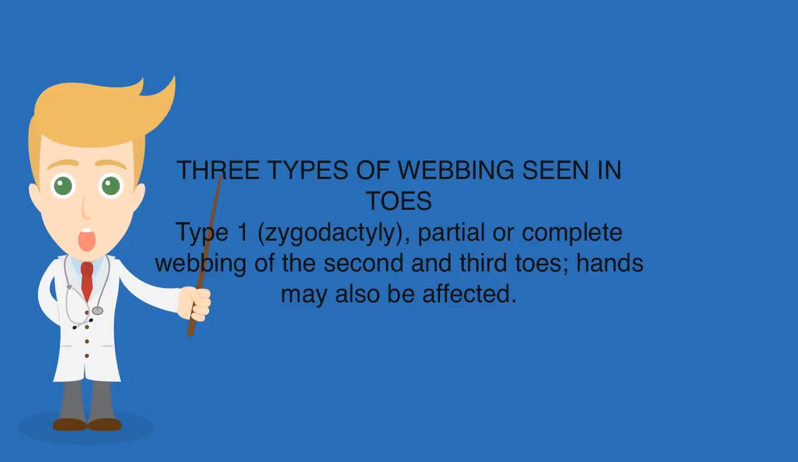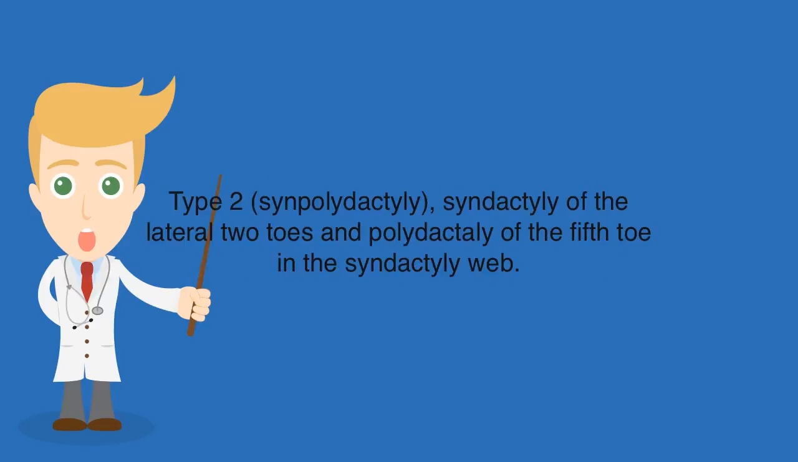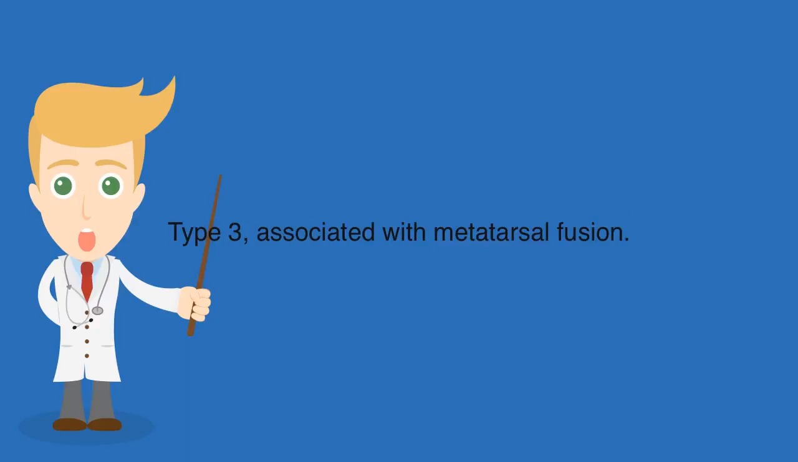3 types of webbing seen in toes. Type 1, zygodactyly: partial or complete webbing of the second and third toes; hands may also be affected. Type 2, synpolydactyly: syndactyly of the lateral 2 toes and polydactyly of the 5th toe in the syndactyly web. Type 3, associated with metatarsal fusion.